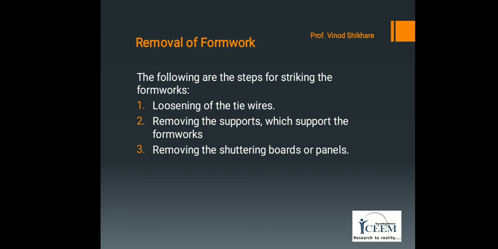Then the last point we see the removal of formwork, in which the period of different members is given. For vertical members period should be 1 to 2 days, and for horizontal members and the load coming on it, the period of removal of formwork is different. For heavy structure it is up to 14 days to 21 days, and for vertical members it is less. This is all about formwork. Thank you.